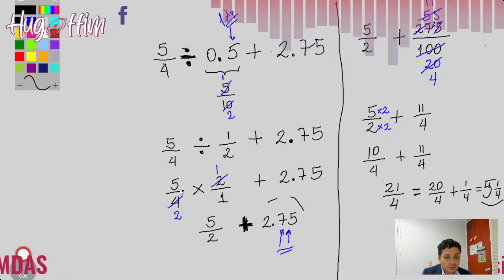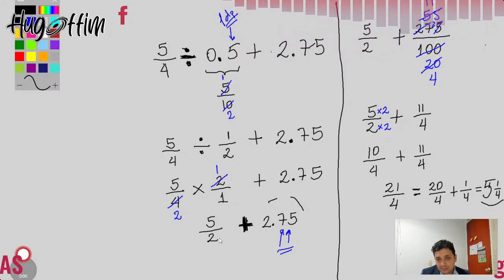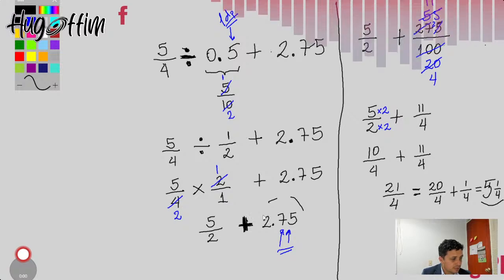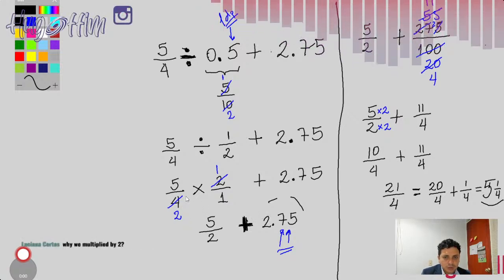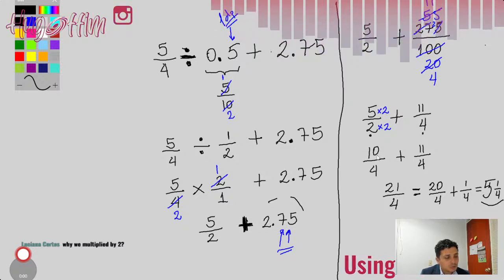What happens if you use decimals? So convert 5 halves into decimals and then perform the addition. I'm gonna do it here. Why do you multiply by 2? Because I need a common denominator here. I have 2 and 4. So I need to amplify my fraction multiplying by 2. 2 times 2 is 4. 5 times 2 is 10. This is why we multiply by 2.